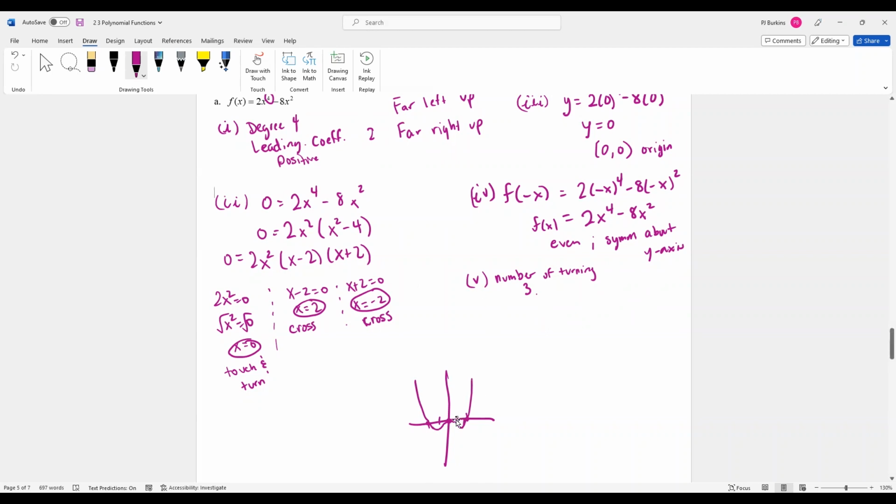So we're going to get that basic x to the fourth shape. What we might want to do is plug values in to get the depth at which this goes down. But at this point, we understand what the sketch looks like. I'm going to go ahead and plug this into Desmos and take a look.